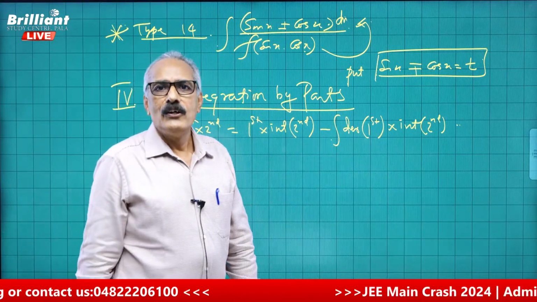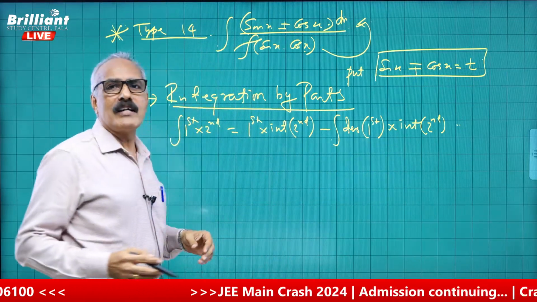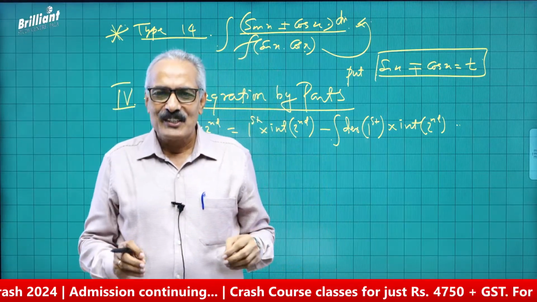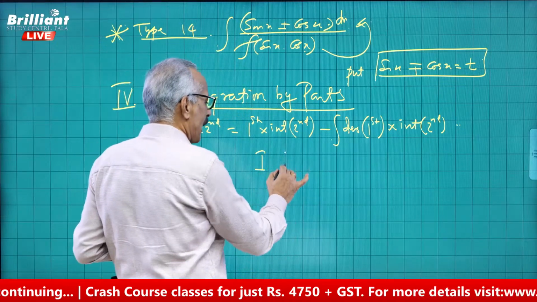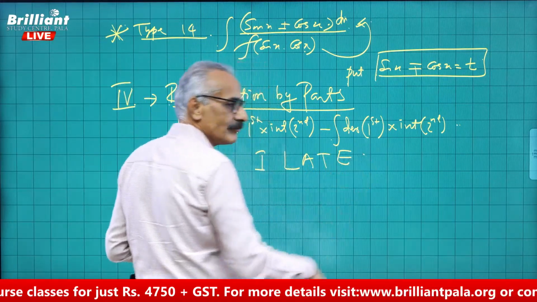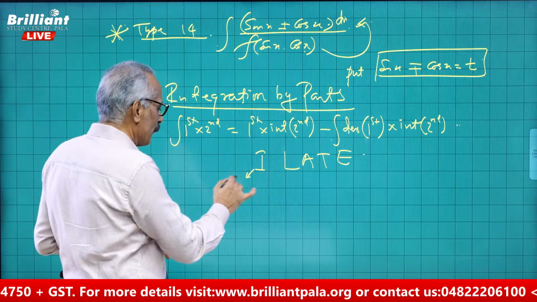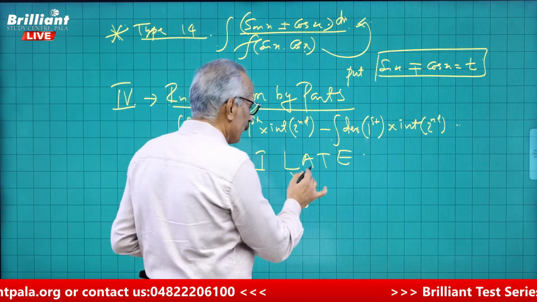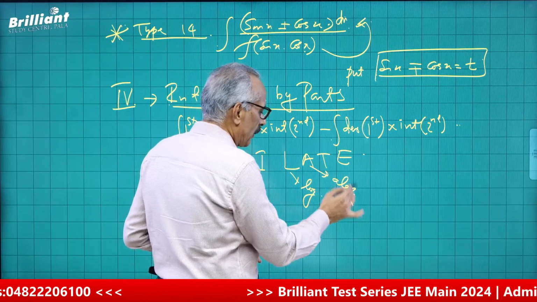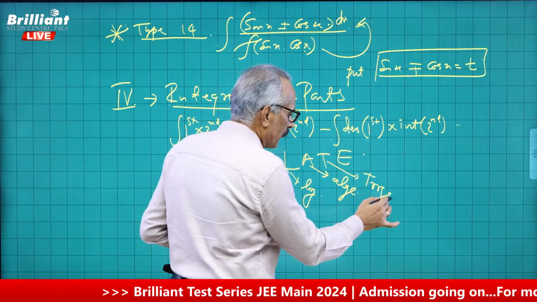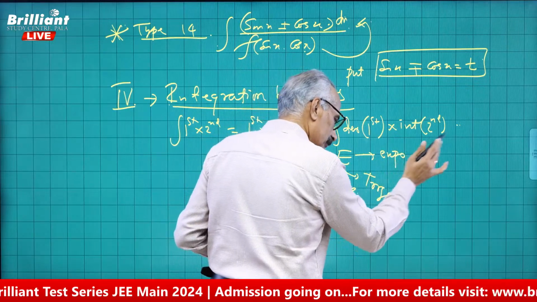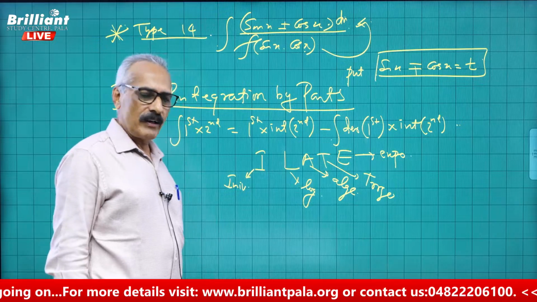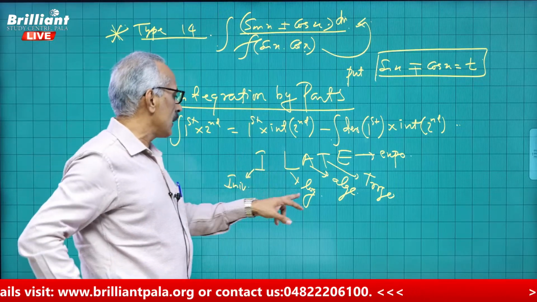Simple. Whenever I teach this integration by parts, I always say that we Indians are always late, isn't it? So we take it as ILATE. I for inverse trigonometric function, L for logarithmic, A for algebraic function, T for trigonometric function, E for exponential function. That's the order. Who should be first? Who should be second? That will be it.